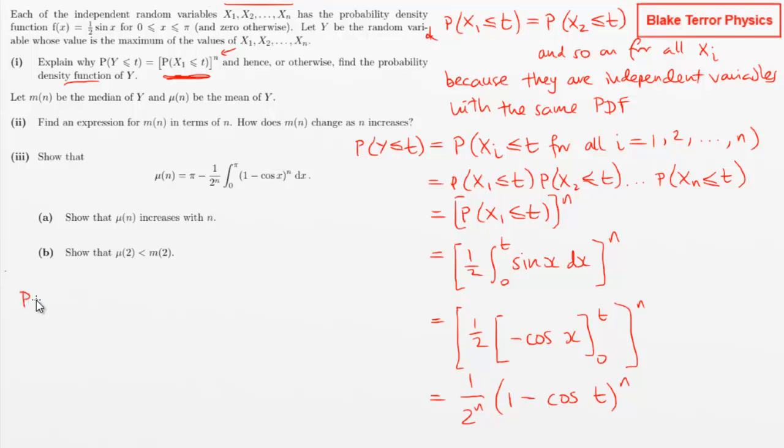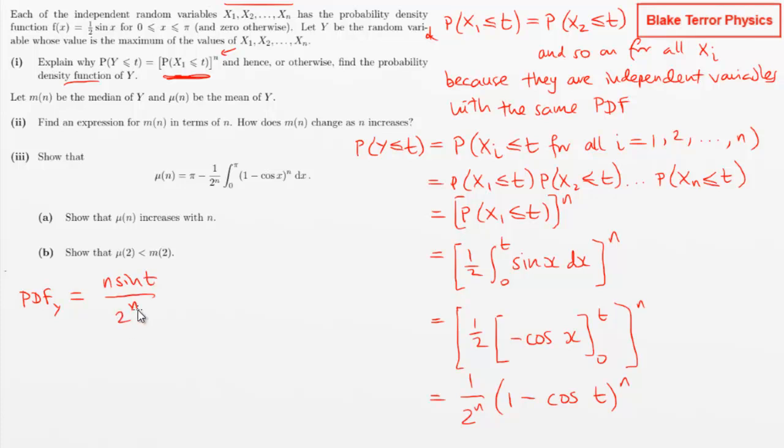So the probability density function of y, the thing that we want, is going to be this thing differentiated with respect to t. So I'm going to have an n from the bracket. That's going to then, the minus cos t will give me a sine t.